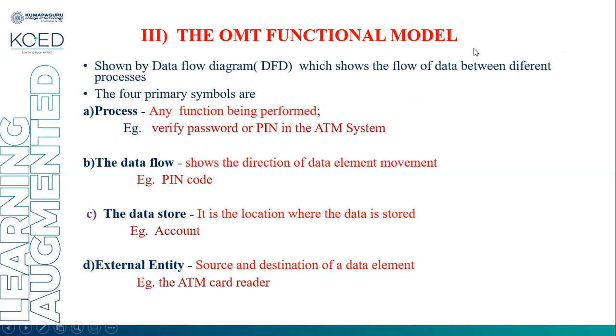Next one is the OMT functional model, shown by the data flow diagram, which shows the flow of data between the different processes. The four primary symbols are: process, a function being performed, for example, verify password or verify PIN number in the ATM system. Data flow shows the direction of the data element movement, for example, PIN code. Data store is a location where the data is stored, for example, account. External entity is the source and destination of the data element, so the ATM card reader is an external entity.